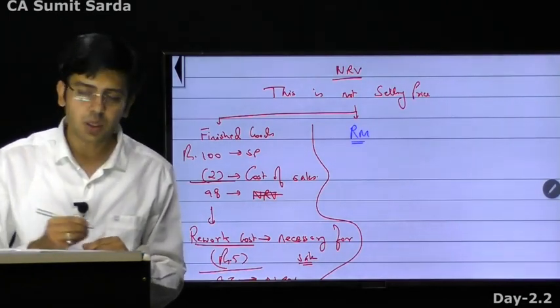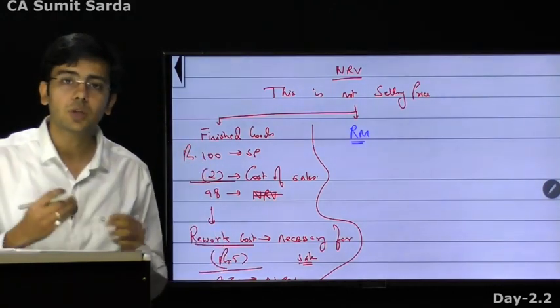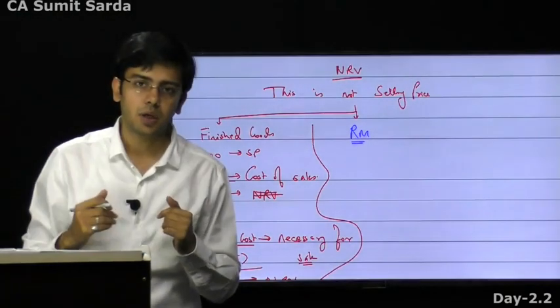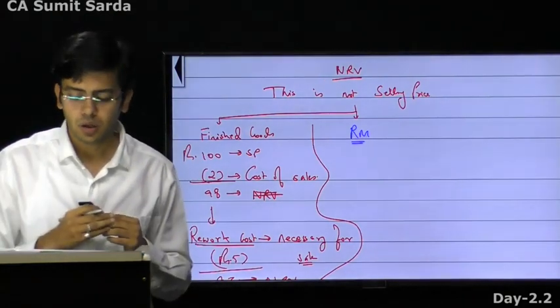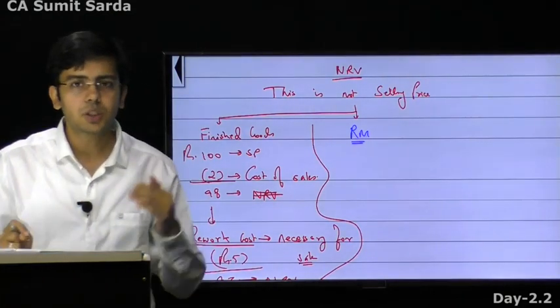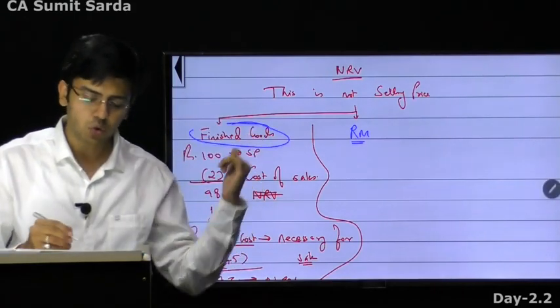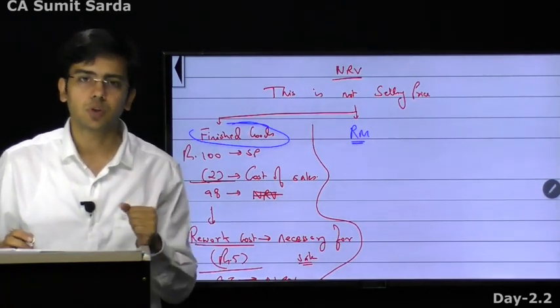Generally, for raw material, we don't determine the NRV, because raw material is a product in which the company doesn't ordinarily deal in selling. It is not something that is ordinarily sold by the company. Raw material is purchased so that it can be further processed into finished goods, and these finished goods can be sold in the market. So we are not dealing in raw material, and generally we don't determine the NRV of the raw material.